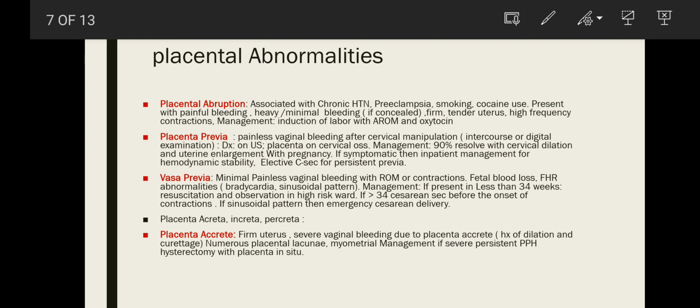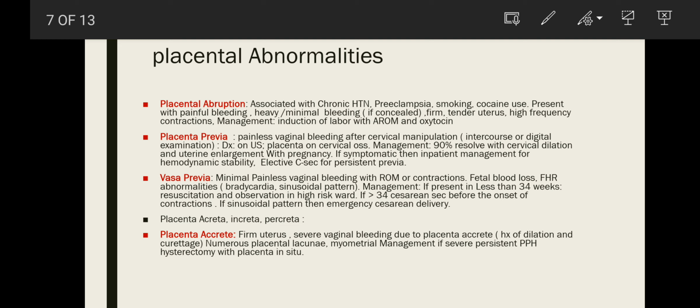Placenta previa presents with painless bleeding, while abruption presents with painful bleeding. Placenta previa bleeding may also occur after cervical manipulation like intercourse or digital examination. Its diagnosis is made on the basis of ultrasound, which shows placental tissue at the cervical os. Luckily, in 90% of patients, placenta previa resolves. How does it resolve? Due to cervical dilation with time and enlargement of the uterus throughout the pregnancy, placenta previa resolves. It moves away from the cervical os.